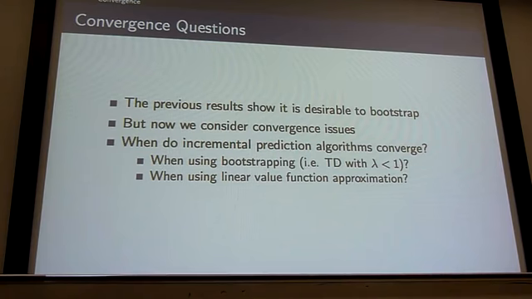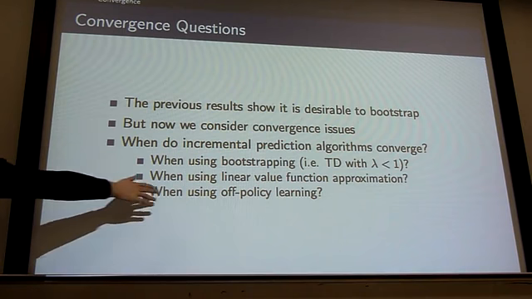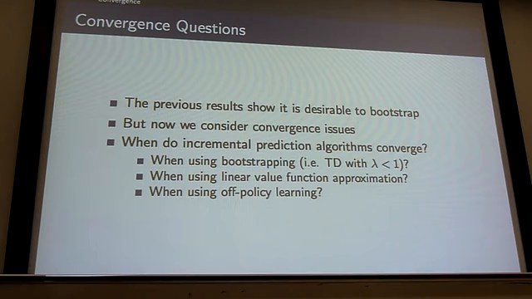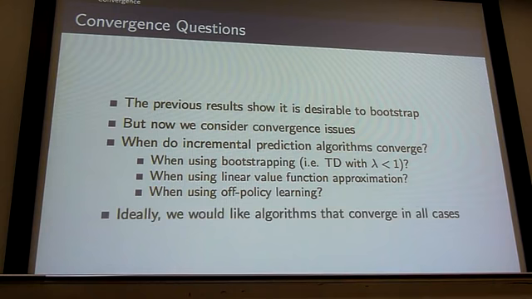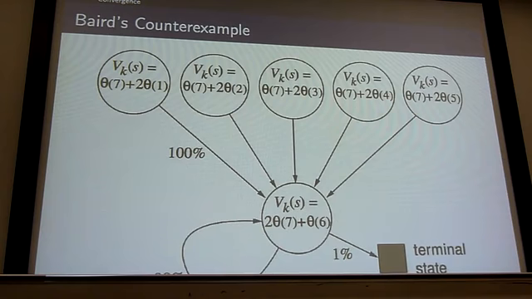We want to know what happens if we use bootstrapping and combine that with linear value function approximation. And in particular, what happens if we start to mix that with other ways to generate the distribution, like if we're learning off policy, like we saw in the last lecture. So we'd like something which just works in all cases, whether or not you're off policy, whether or not you're bootstrapping, whether or not you're using linear value function approximation.